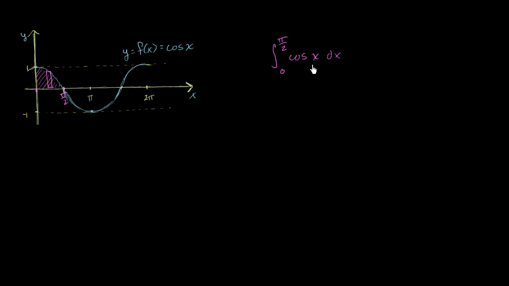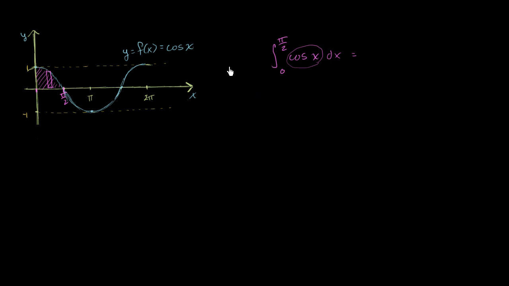But we know how to do this already. The second fundamental theorem of calculus helps us. We just have to figure out what an antiderivative of cosine of x is, evaluated at pi over 2, and from that subtract it evaluated at 0. So what's the antiderivative of cosine of x, or what's an antiderivative?